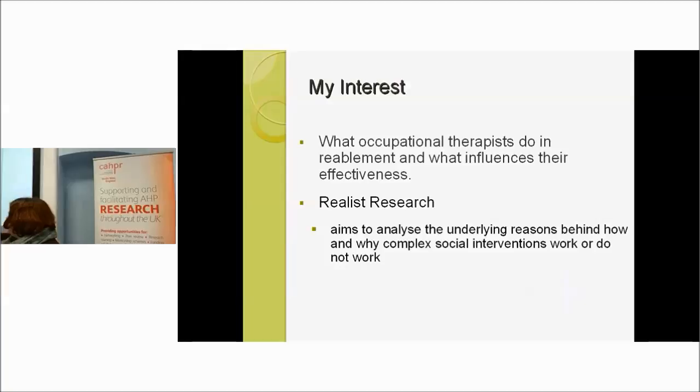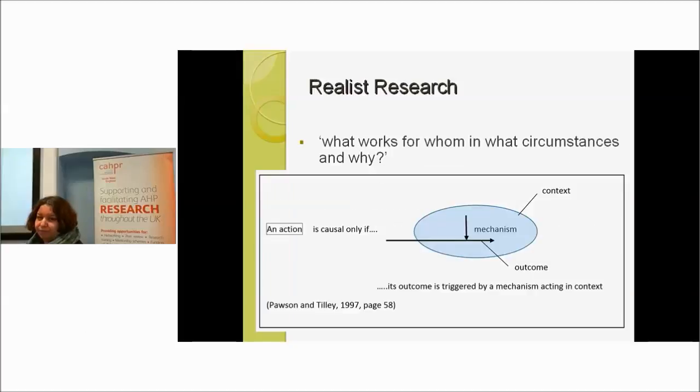So my interest was actually in those services where occupational therapists are, what do they do and what influences their effectiveness? And that brought me to Realist Research, which aims to analyse the underlying reasons behind how and why complex social interventions work or do not work. A common question in Realist Research is this one: what works for whom in what circumstances and why? So unlike Shay, I'm more of a qualitative researcher, and here in Realist Research, it's about context, mechanism and outcomes. An action is causal only if its outcome is triggered by a mechanism acting in context.